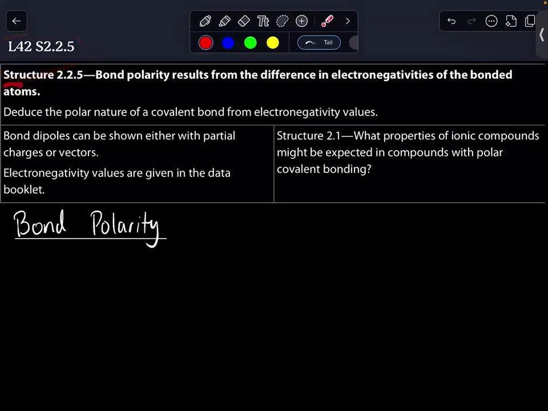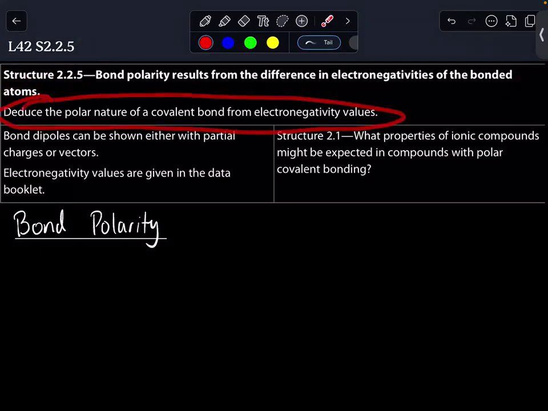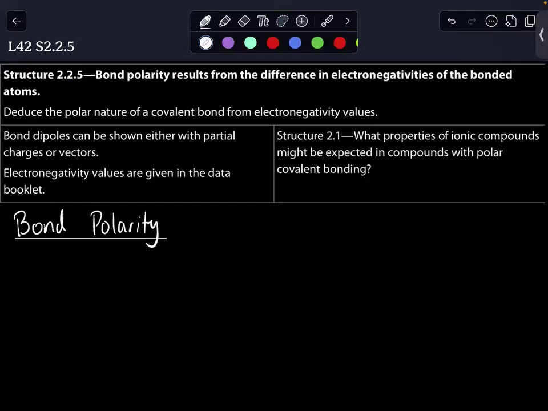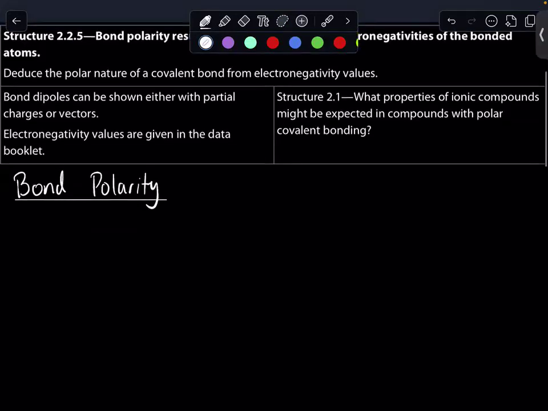Today we're going over structure 2.2.5. We're talking about bond polarity as it results from the difference in electronegativities of bonded atoms. And we will be able to deduce the polar nature of a covalent bond from electronegativity values. Other things to know about this is bond dipoles will be shown with either partial charges or vectors, and we'll talk about that. And all your electronegativity values are in the data booklet, specifically section 9 of the current data booklet. So without further ado, let's go into the lesson.